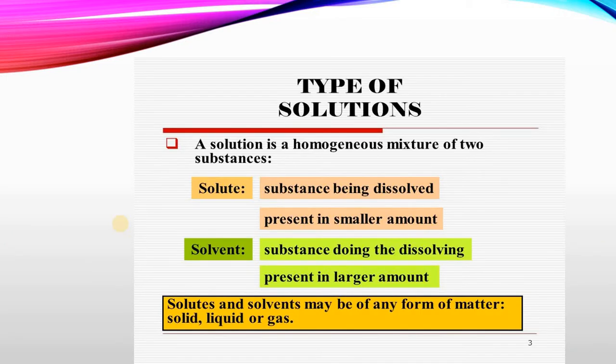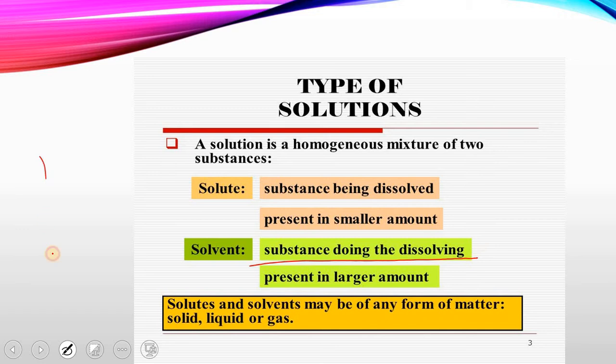Okay, so solvent actually is a substance doing the dissolving, present in larger amount. So solvent ni maksudnya adalah mana yang kamu guna untuk larutkan sesuatu. So solvent can be something like water, alcohol, kerosene, acetone. So benda yang cair, you use to dissolve a solute, for example like a salt or a sugar. It is known as a solvent.